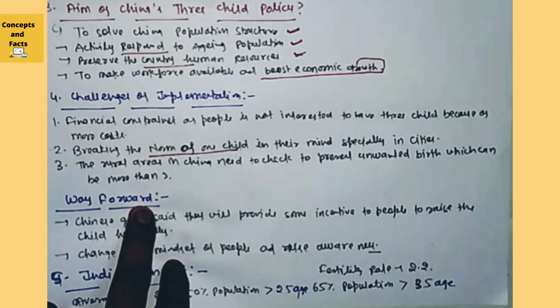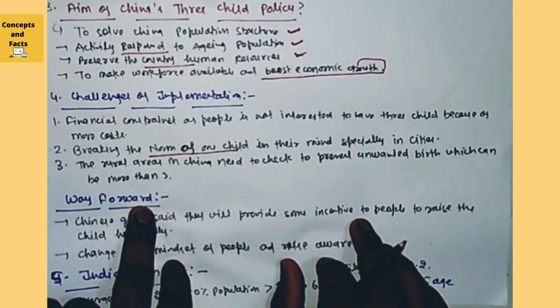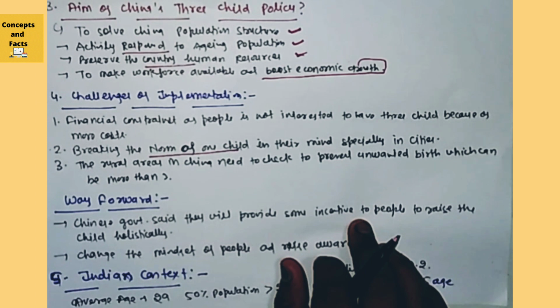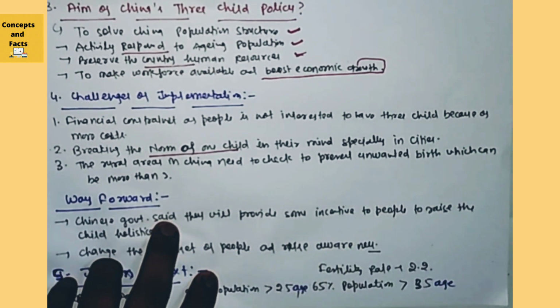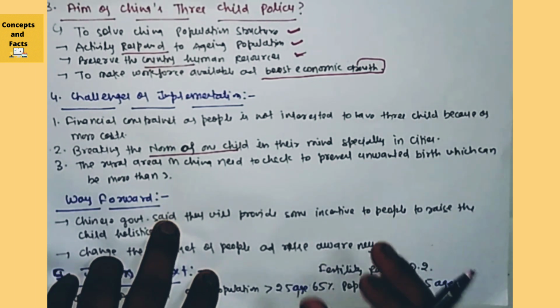The third thing we have to take as a precaution is that in the rural areas, obviously China was forcing people not to produce more than one or two children when the policy was implemented, but in the rural areas they are producing more than two, even more than three. So obviously China has to take precautions that in the rural areas couples will not produce more than three children, as it has another demographic dividend and another type of implication will take place.